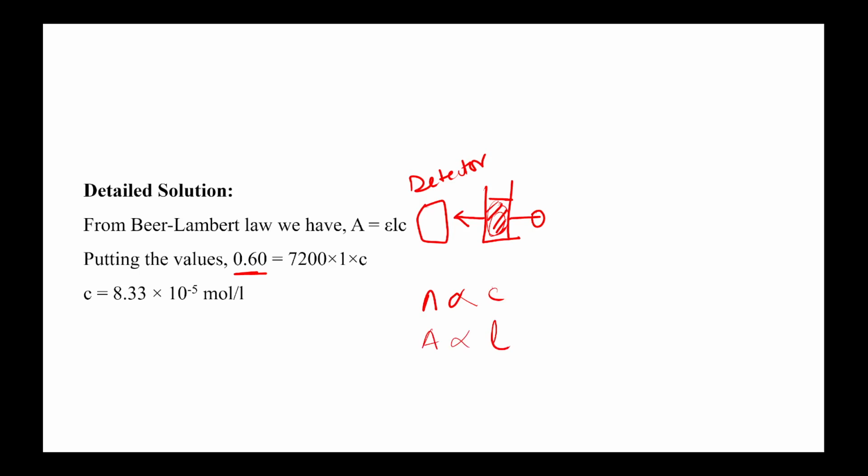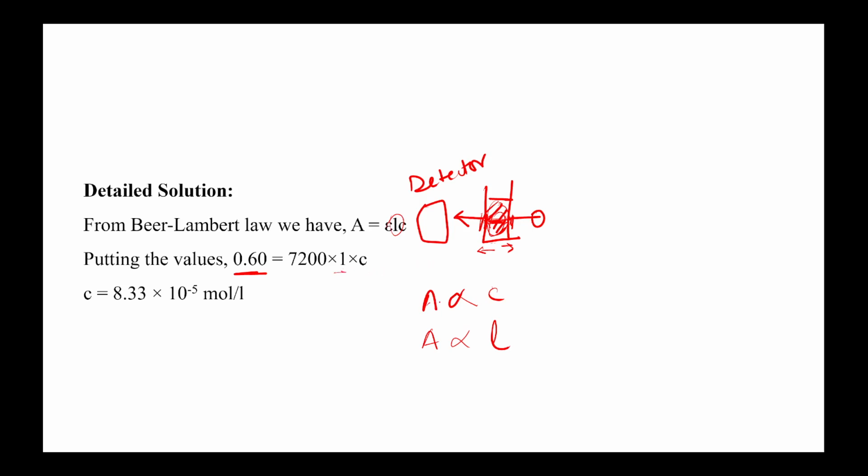Path length means the path of the light that it is traveling through the sample. So from this point to this point, the length of the light that is traveling through the sample, this will be the path length. So this is basically equal to the width of the cuvette, right? The width of the cuvette is given here as 1 centimeter. So the value of L is 1 centimeter.